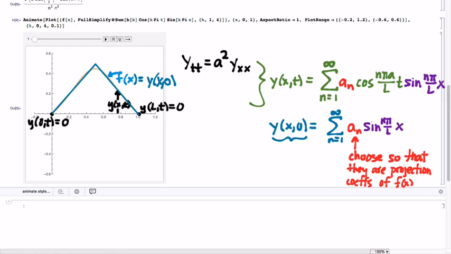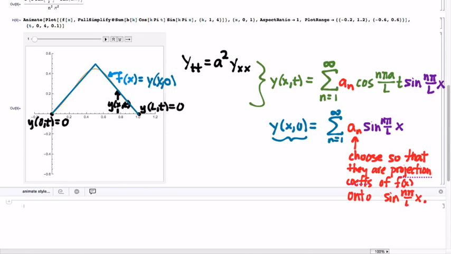We want to choose the a sub n's so that this series adds up exactly to the function f of x, the projection coefficients of f of x onto the direction of the function sine of n pi over L times x. And we discovered last time that to compute these projection coefficients, we need a new notion of a dot product that works for functions the way that the old dot product used to work for vectors.